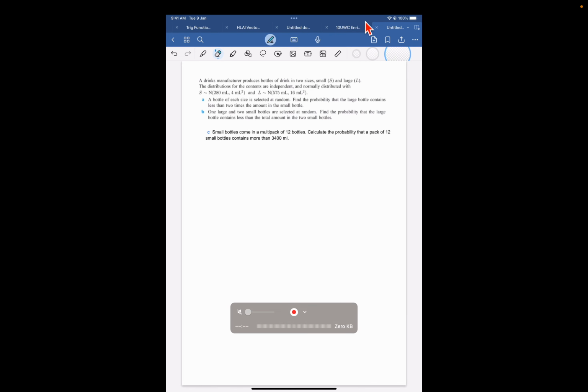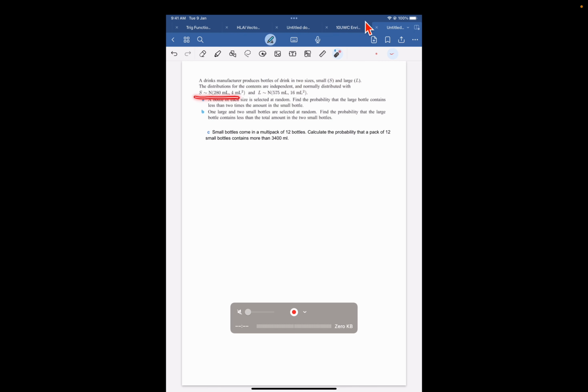Okay, here we go. Question on combining normal distributions. So we go and read the main points here. There's two sizes, small and large. The distributions are independent, which means we can combine them without too many worries, and they have a normal distribution.